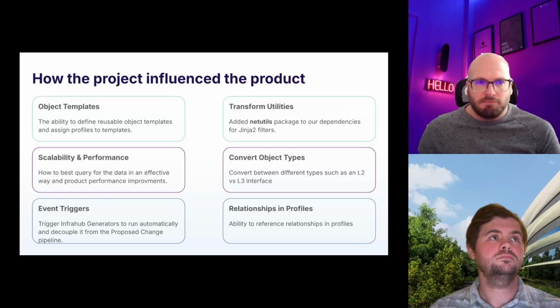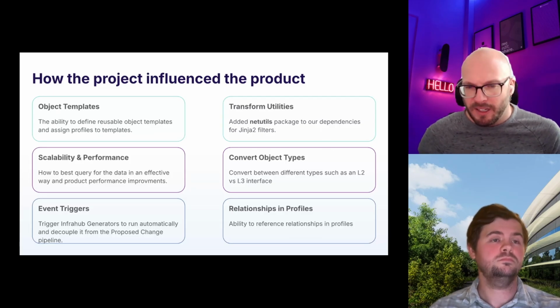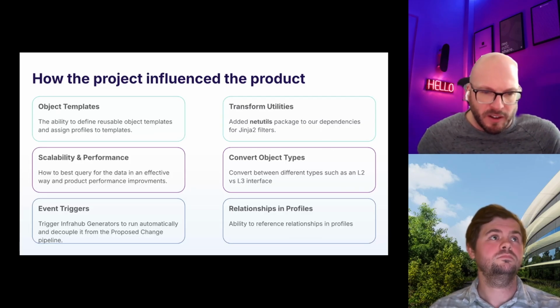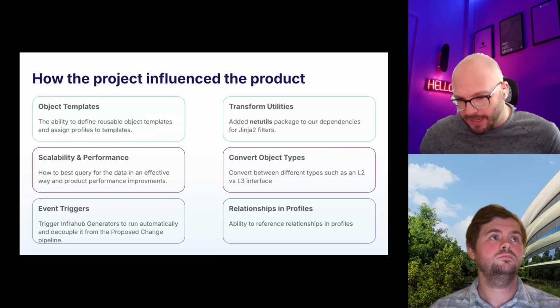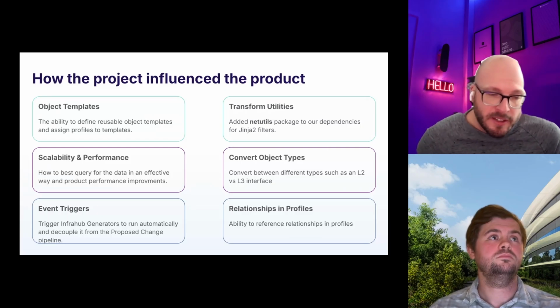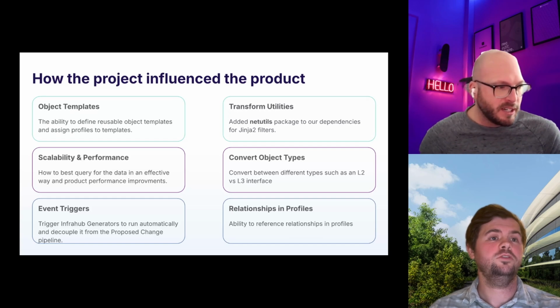Another need that we figured out was relationships and profiles. They currently only supported attributes, but through the process, such as with interfaces, it would be good to add the L2 VLANs, untagged and tagged VLANs, to it. So that was another enhancement that came out of this project.